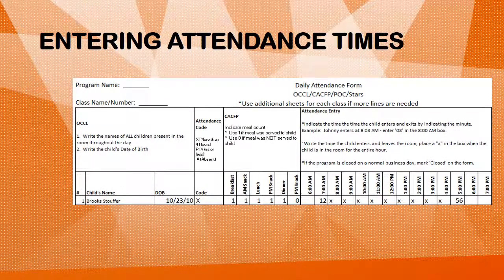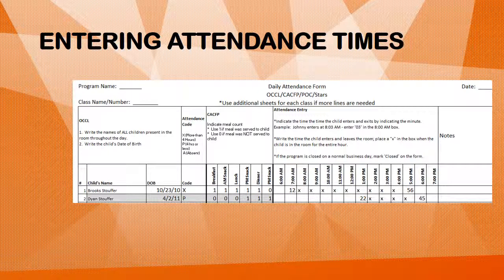Let's begin with Brooks. Brooks entered his classroom at 7:12 a.m. and therefore 12 was written in the 7 a.m. box. He remained with his class all day, as indicated by the X's, and was dismissed from his class at 5:56, therefore 56 was written into the 5 p.m. box.